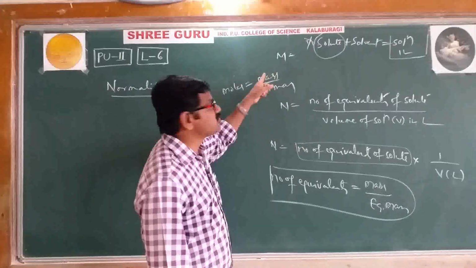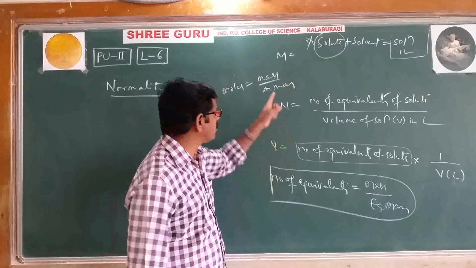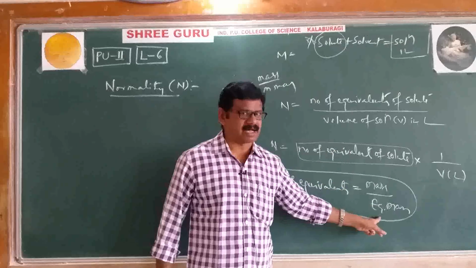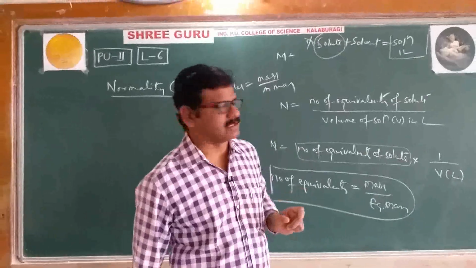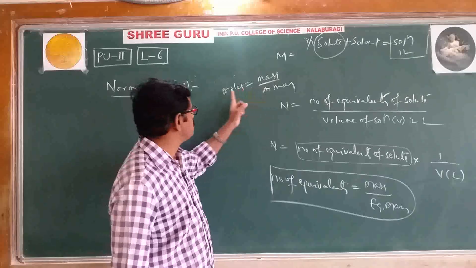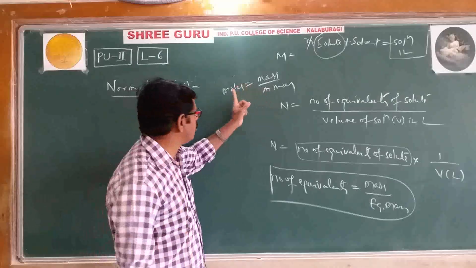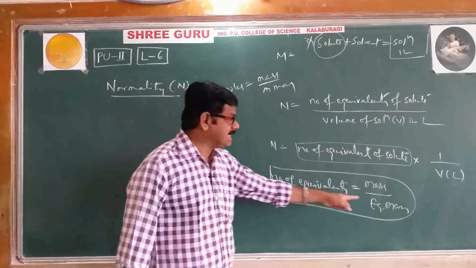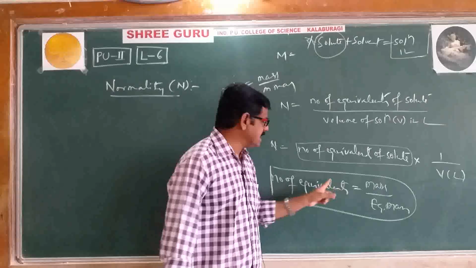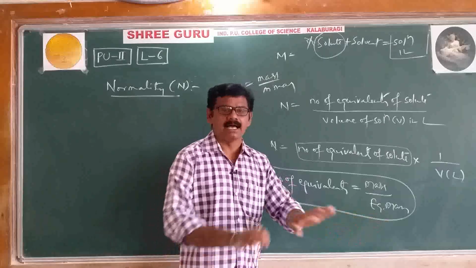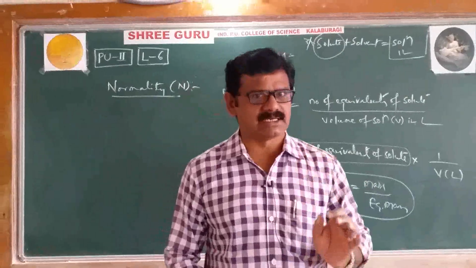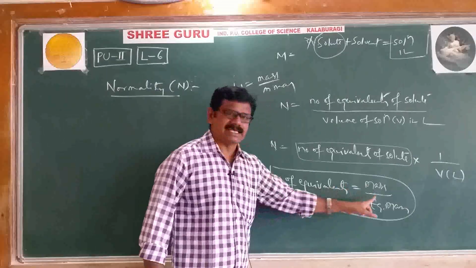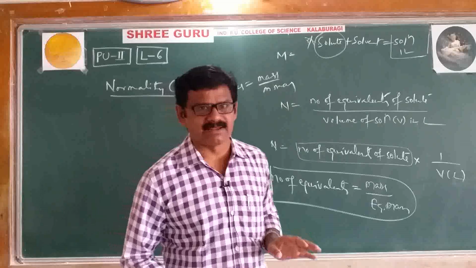Here the numerator is mass, but the denominator here is molar mass; there it is equivalent mass. One important thing you have to remember: moles equal mass by molar mass. Moles are different, molar mass is different. Exactly, equivalents are different, equivalent mass is different. I'll repeat: equivalents as well as equivalent mass are entirely different to each other. Don't get confused.